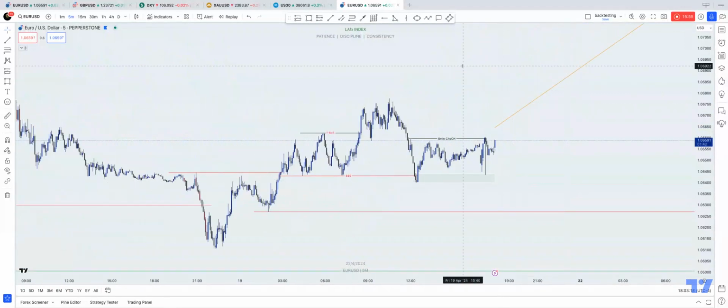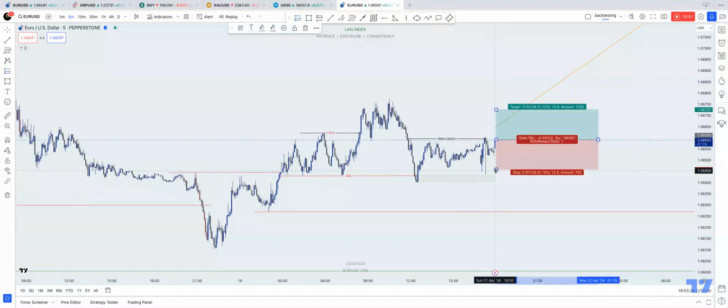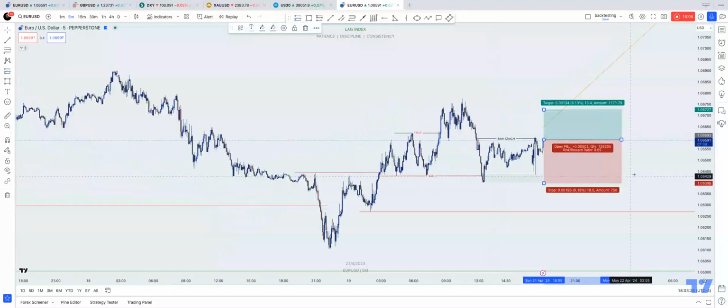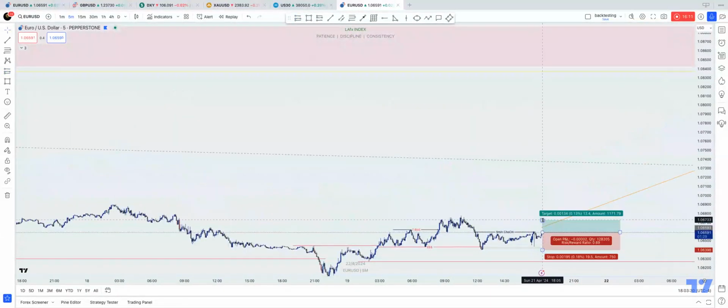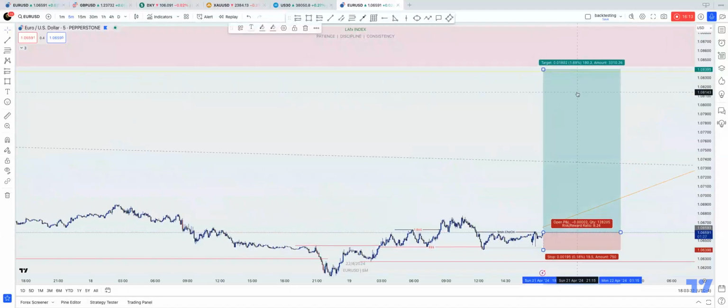So we can buy, put our stop loss here, and then go on to target this area.